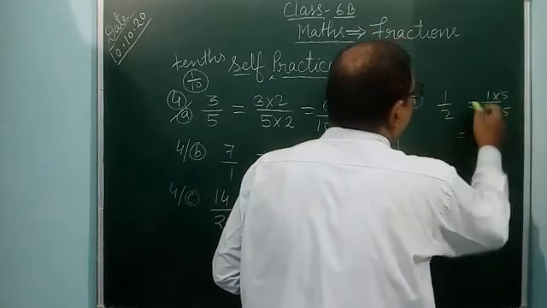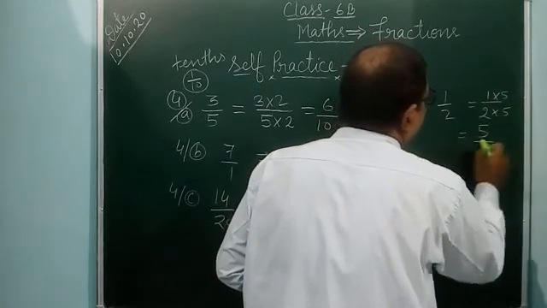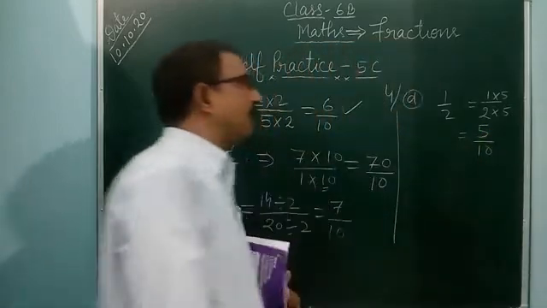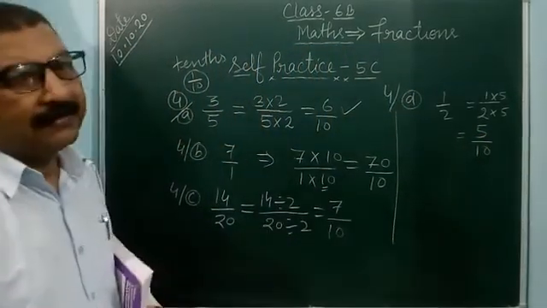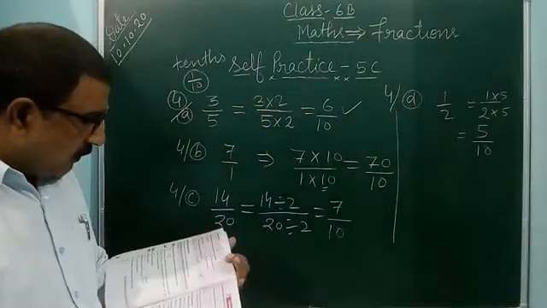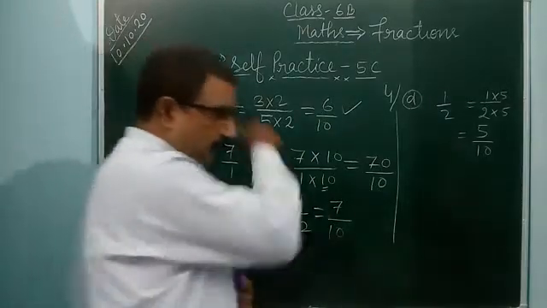After that 5 1s are 5, 5 2s are 10. Now you have 5 by 10. So 5 by 10 is the answer.